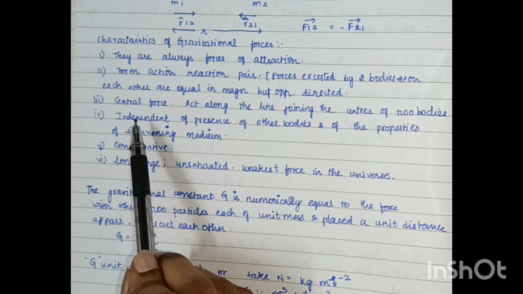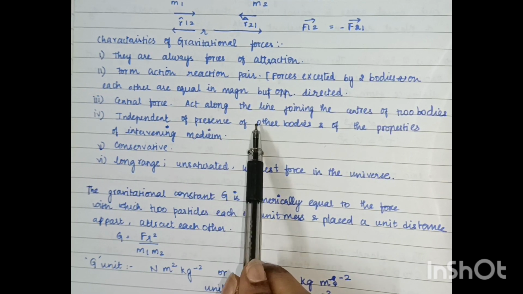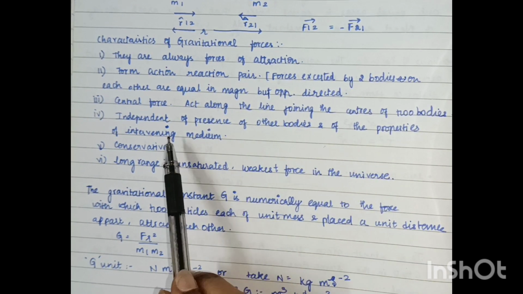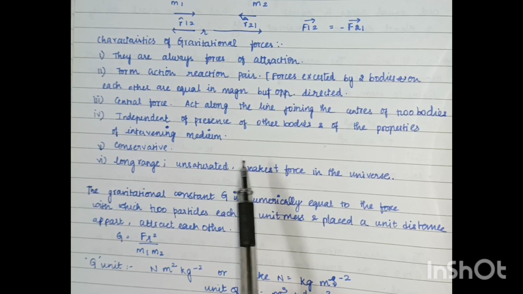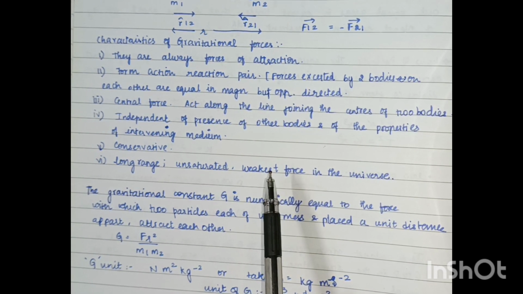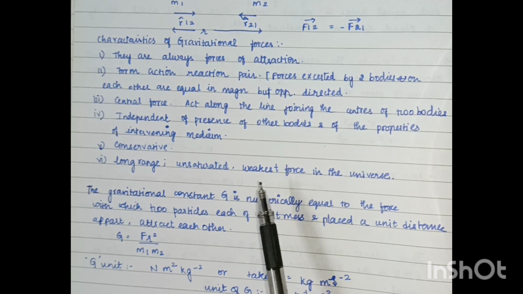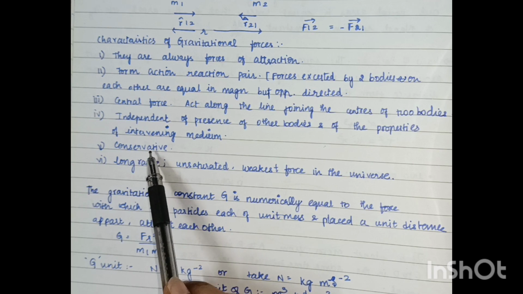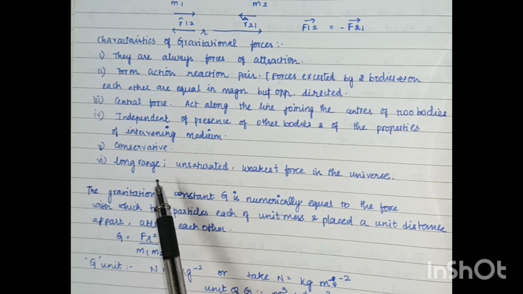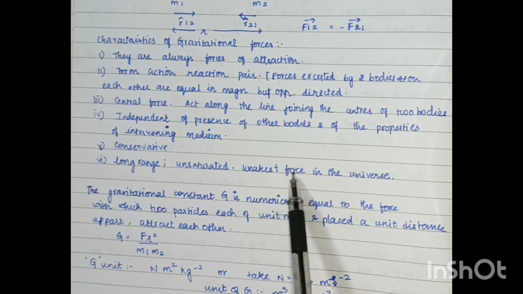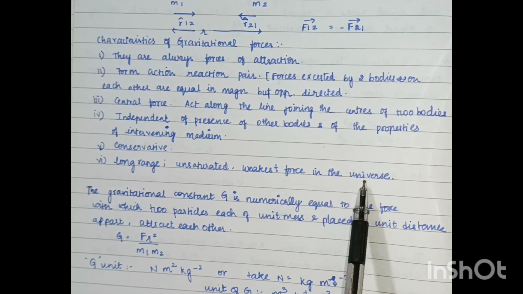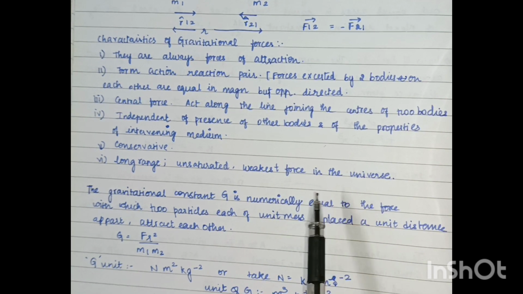Now, they are independent of the presence of other bodies and the properties of the intervening medium. So they are independent of other bodies surrounding them, and also of the medium in which the bodies are present. It is a conservative force, that is, it is path independent, and it is a long range, unsaturated, weakest force in the universe. This is important, it is the weakest force in the universe.